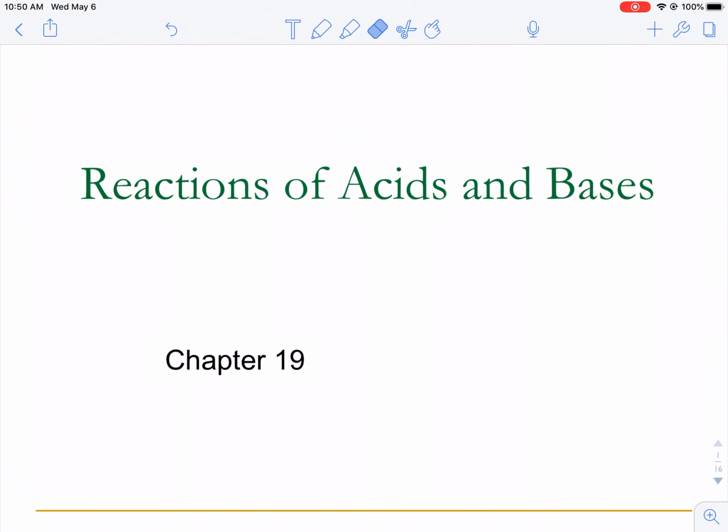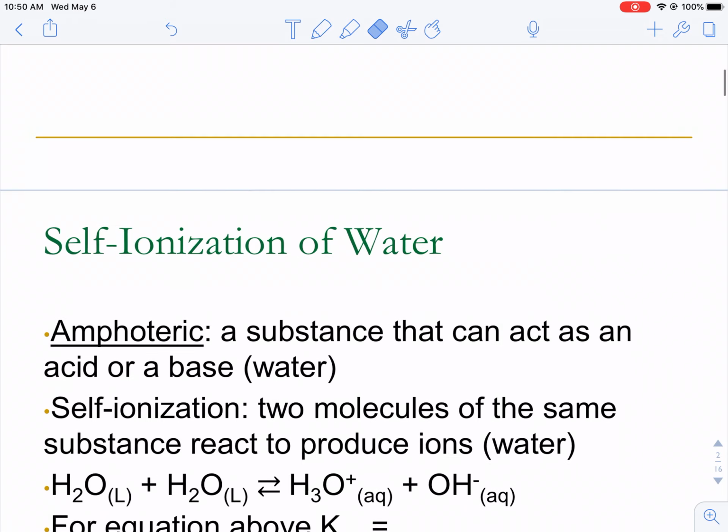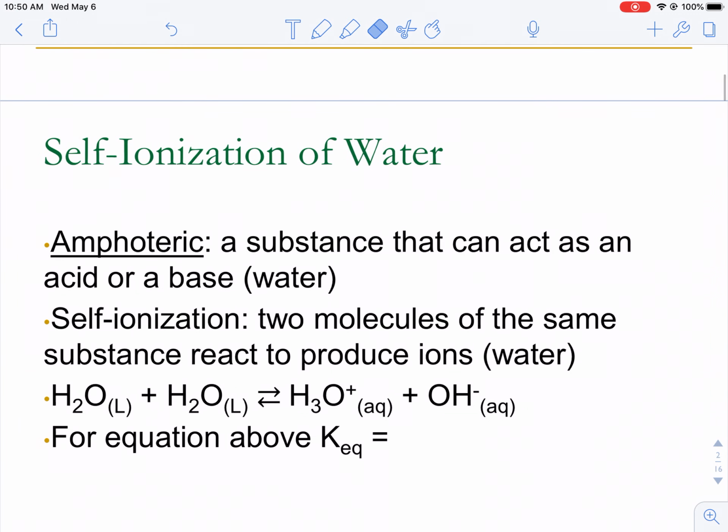Hey everyone. Today we're going to continue talking about reactions of acids and bases, and we're going to specifically talk about water. Water is considered an amphoteric substance. Okay, this means that it can act as an acid or a base depending on what it bonds with. Had we spent more time talking about Bronsted-Lowry acids and bases, you would have seen this firsthand, but we ran out of time, so we couldn't.